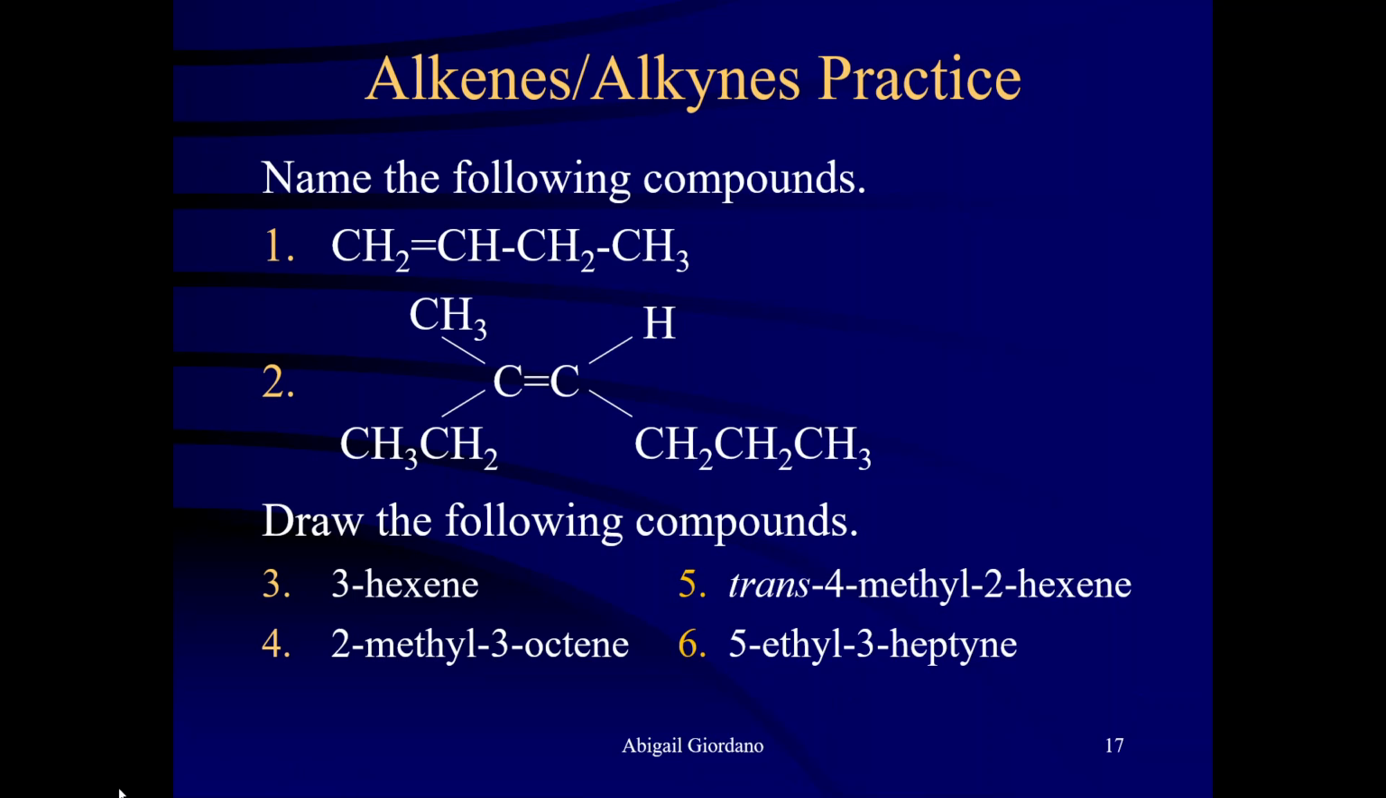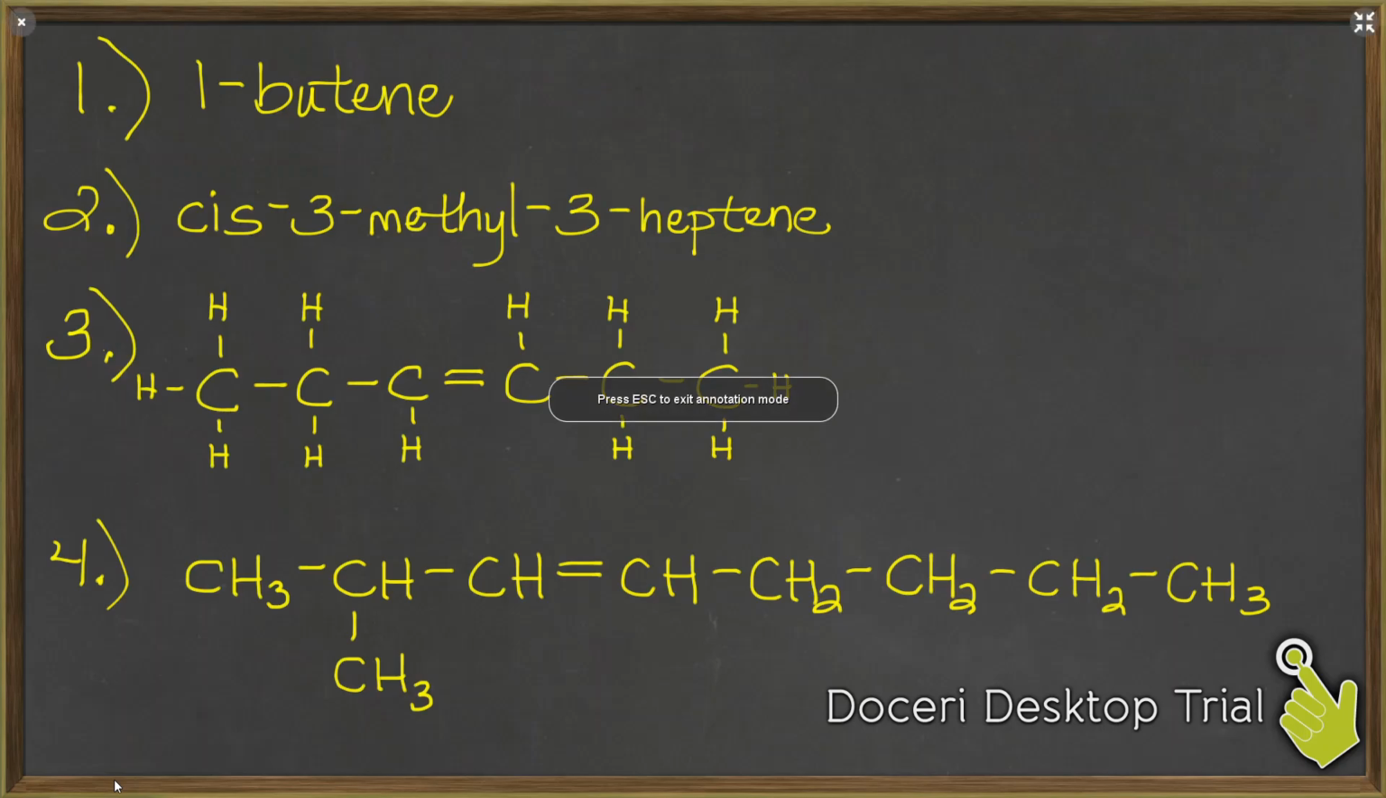All right, let's see how you did. Again, we were naming number 1, we already did number 2, and then you were drawing out 3 through 6. So let's see how you did. Okay, so there's the answers for the names for 1 and 2.